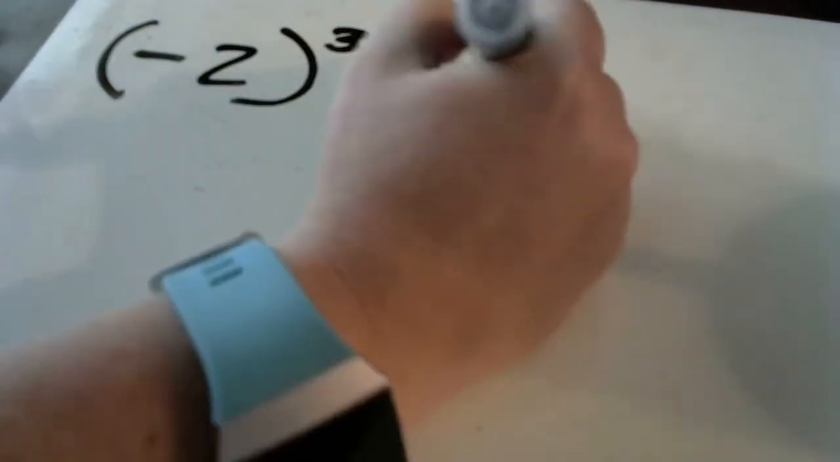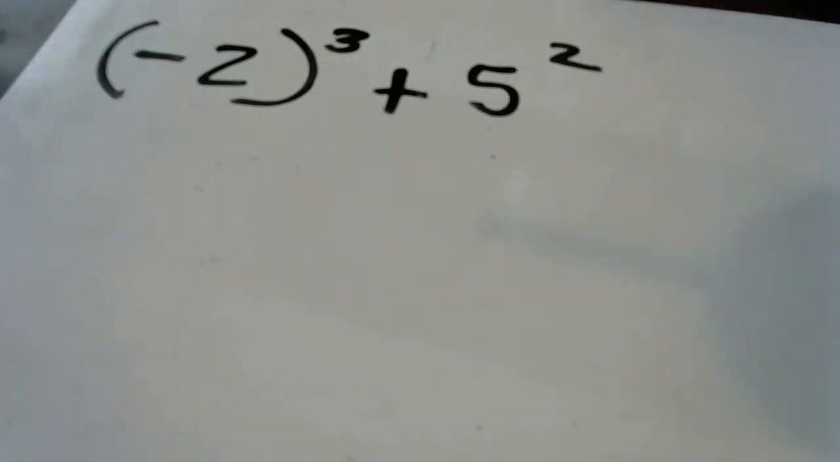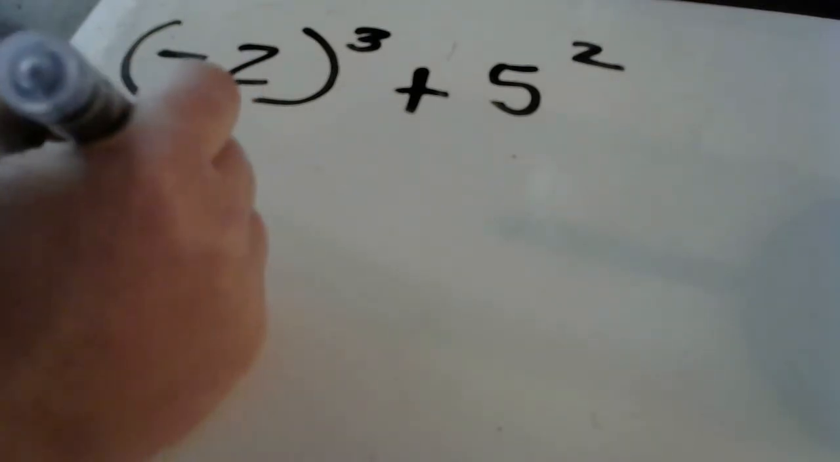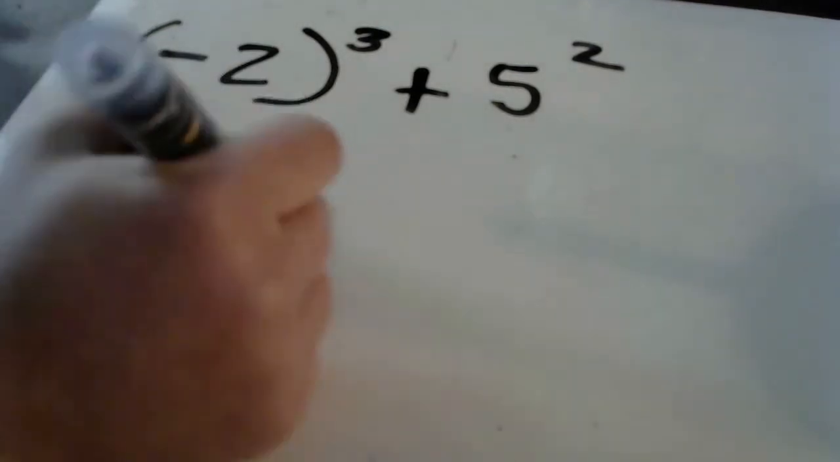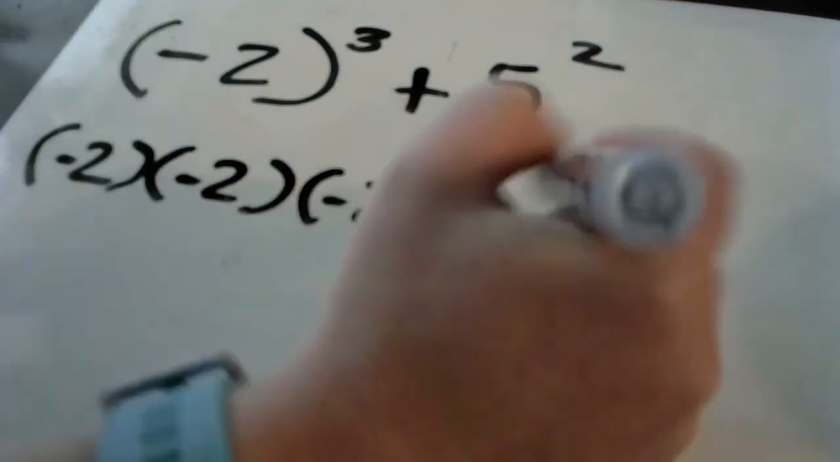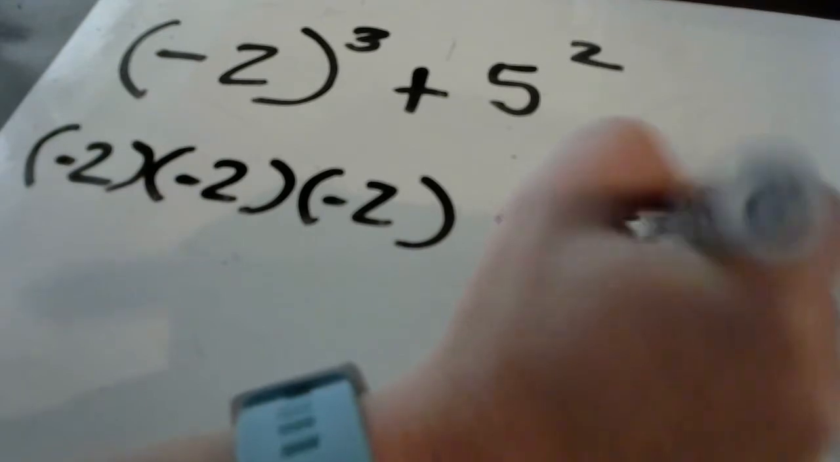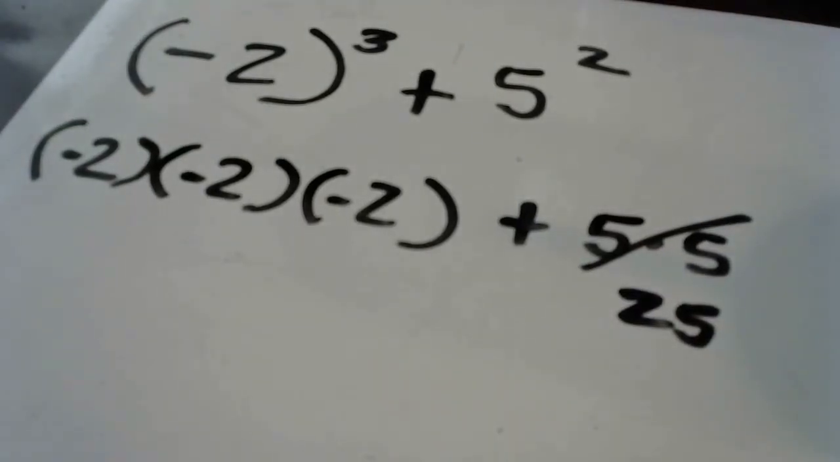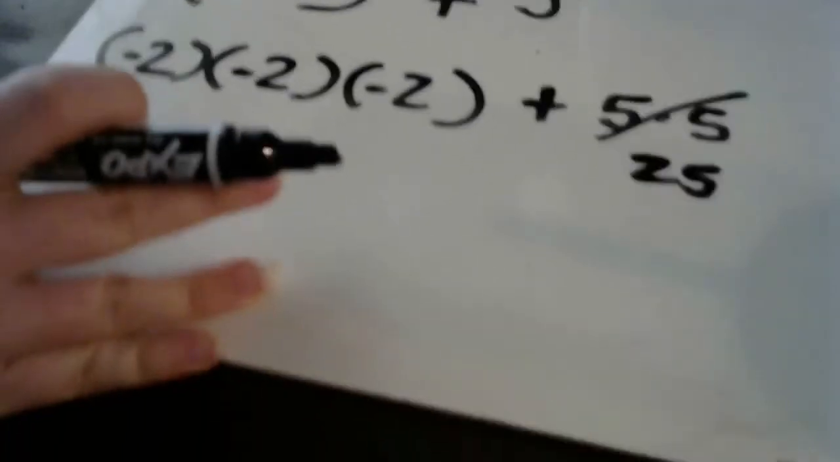If you have a question, pause the video, raise your hand. Okay, so next we have -2 cubed plus 5 cubed. So basically, we're going to do -2 times -2 times -2 plus 5 times 5 times 5. Okay, so I know this is easy. This is 125, correct?